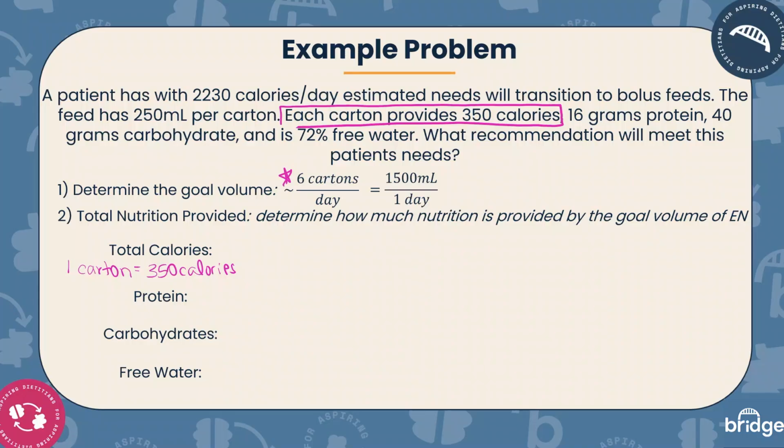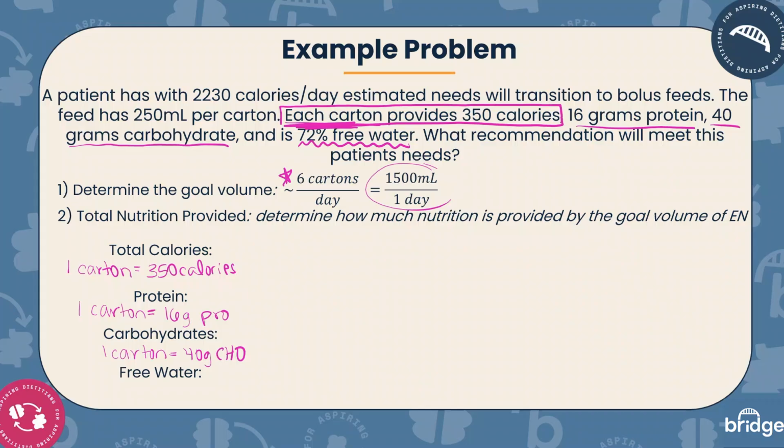For protein, we know that each carton, again, provides 16 grams of protein. And we know that each carton provides 40 grams of carbohydrates. So those are my equivalent statements to determine the nutrition that's provided. And for the free water, it's 72% free water, and we're providing 1,500 milliliters a day. You try it. What's the total nutrition provided?